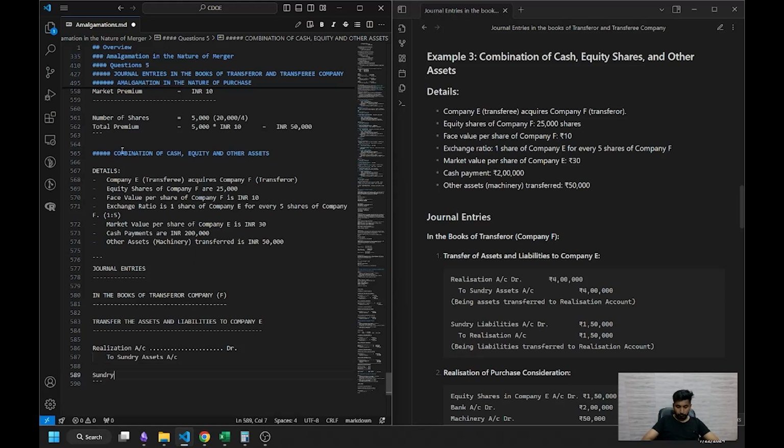Then sundry liabilities account debit to realization account. We will dispose of the assets and the liabilities from our realization. That is the INR 4 lakhs and INR 4 lakhs.